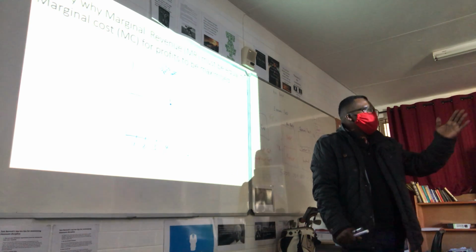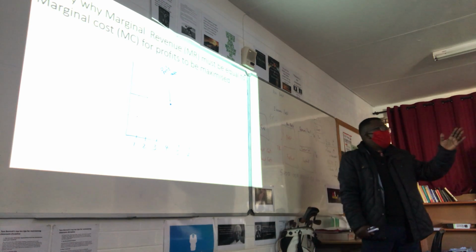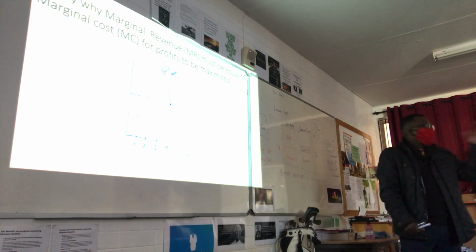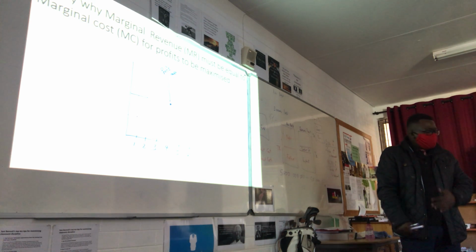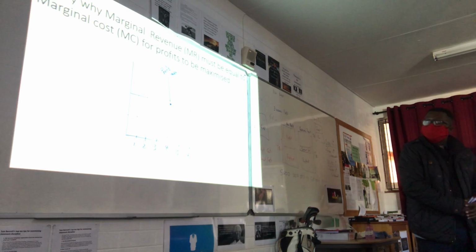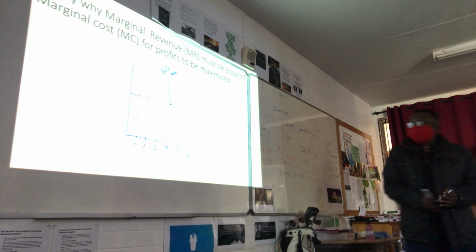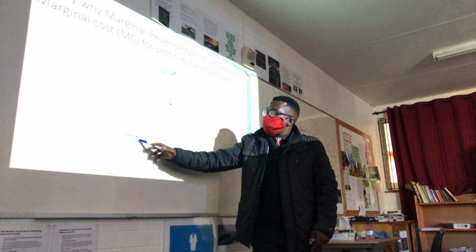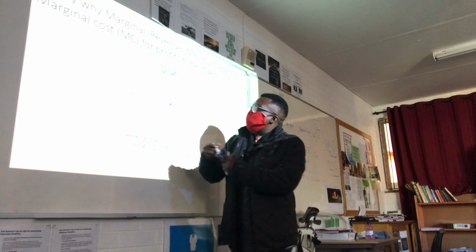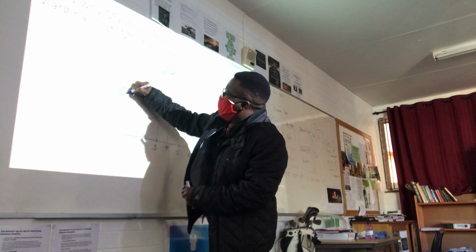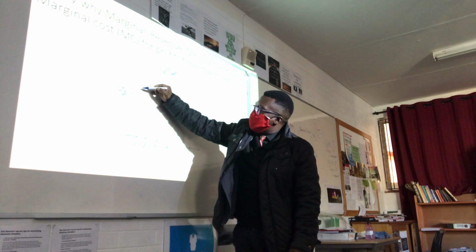Yes, Zuma, sorry. I've got a question, sir. Let's say when I'm using this graph, if you're producing 1, it's 5 rand in terms of your revenue. 5 rand, so you're correct. If you're producing 1, your revenue is 5 rand.